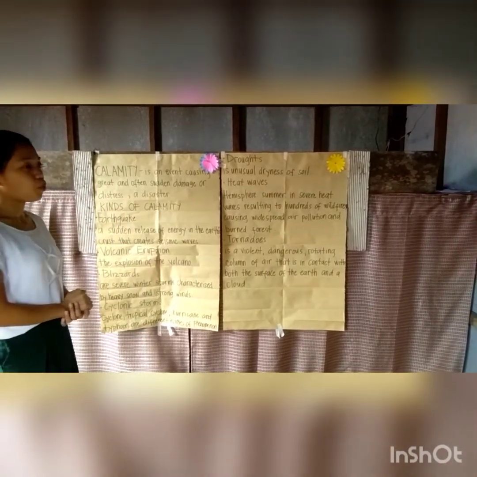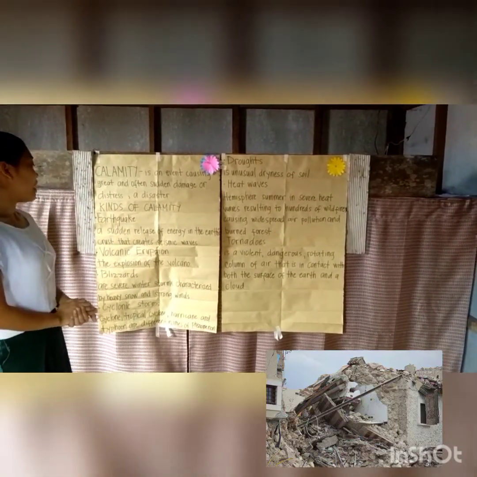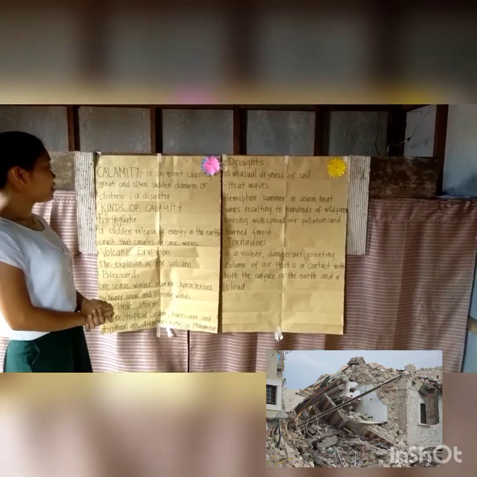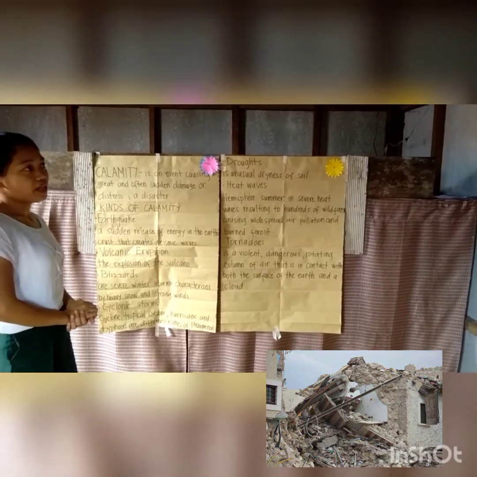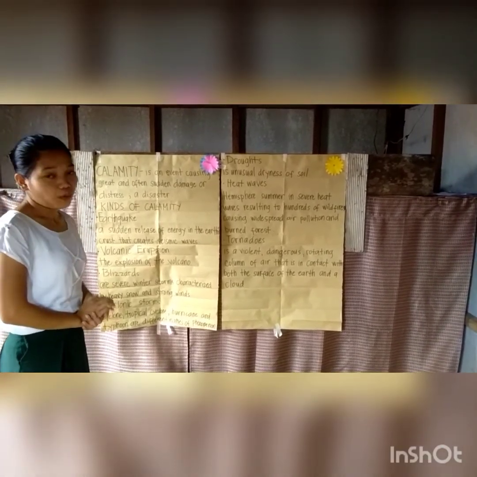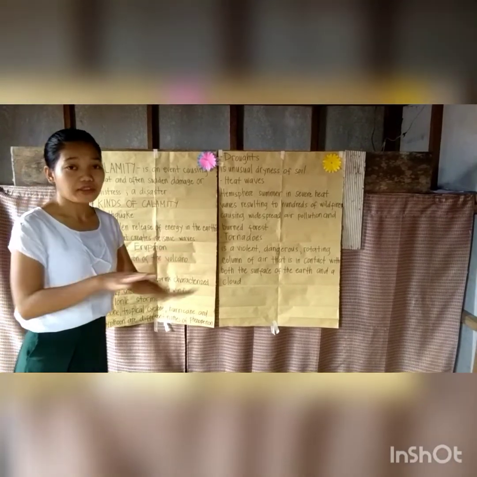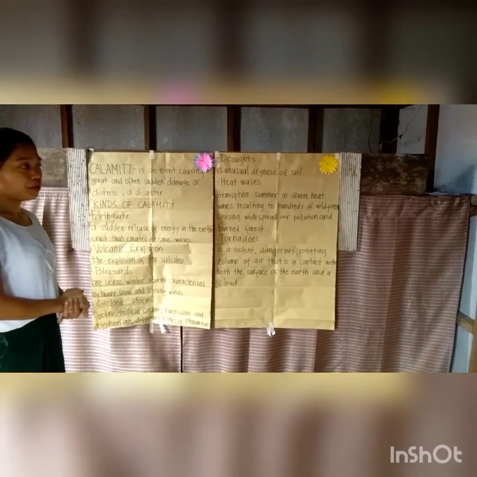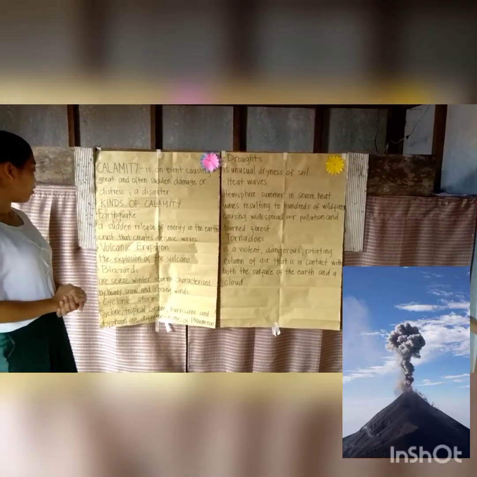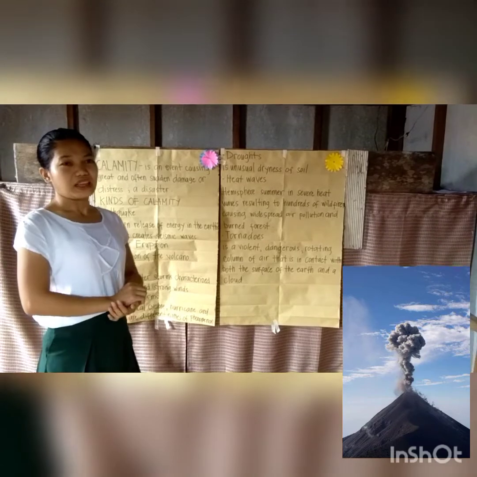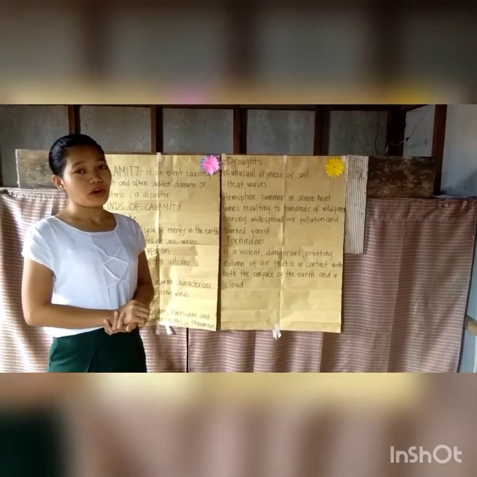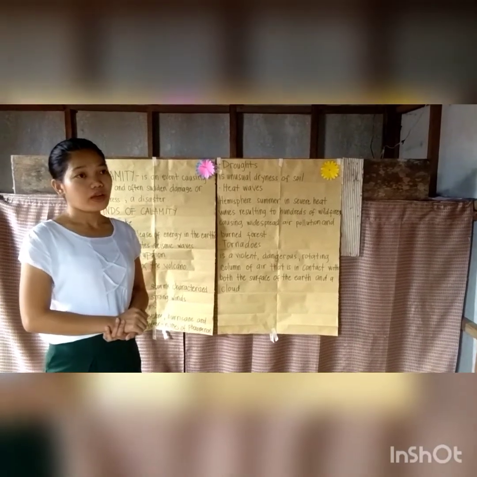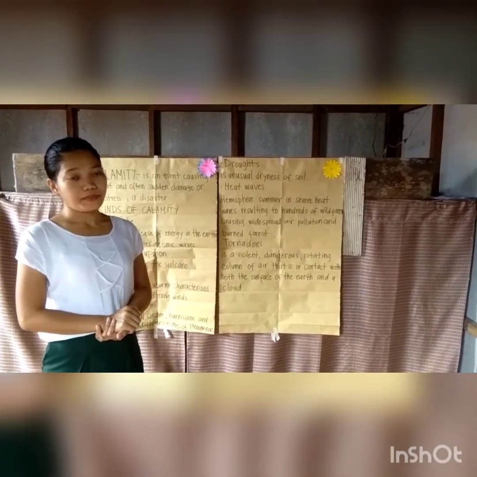Okay, the first one, earthquake. A sudden release of energy in the Earth's crust that creates seismic waves. In Bisaya, earthquake is linog, ground shaking. And then volcanic eruption, the explosion of the volcano. You have probably seen or heard in the news about a volcano erupting. That's an example of a volcanic eruption.